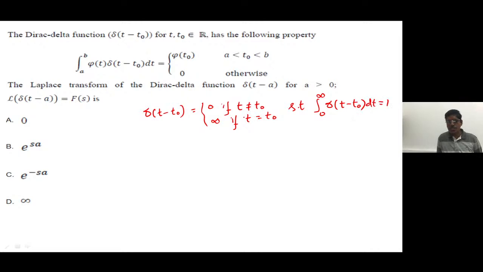Unit step function is u of t minus a. This is unit impulse function, some people call it Dirac delta function, that is delta of t minus t naught. This is from the Laplace transform chapter. You can remember the standard formula directly. So Laplace transform of delta of t minus a, where a is nothing but t naught, is equal to e power minus as.